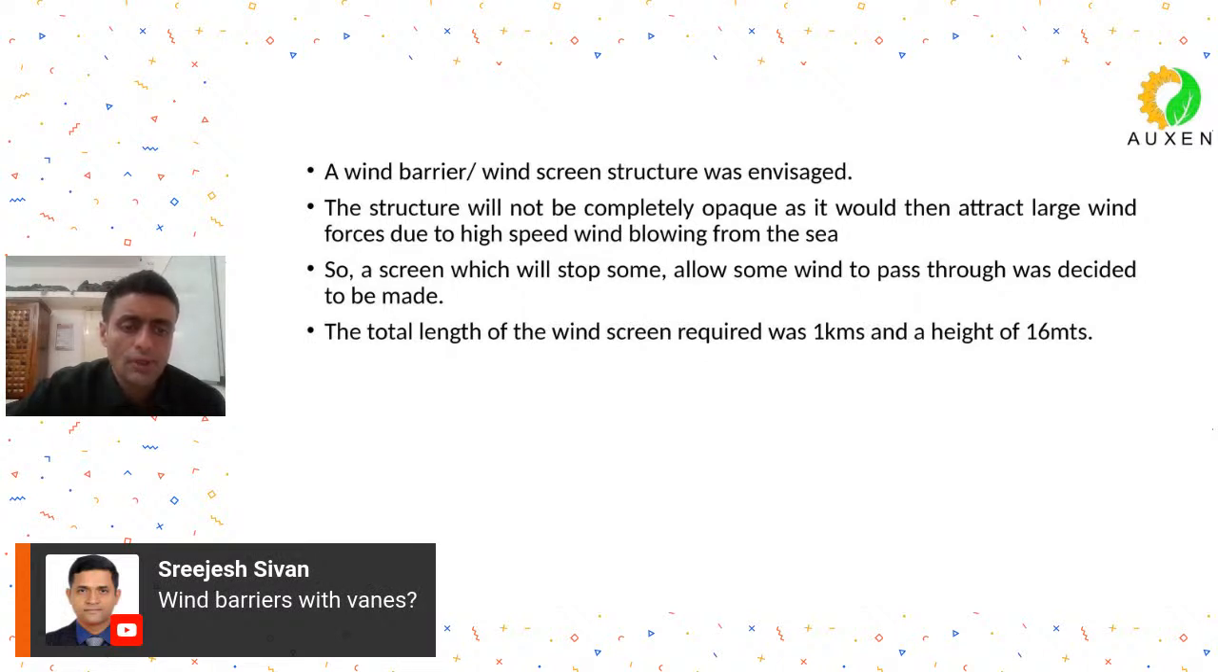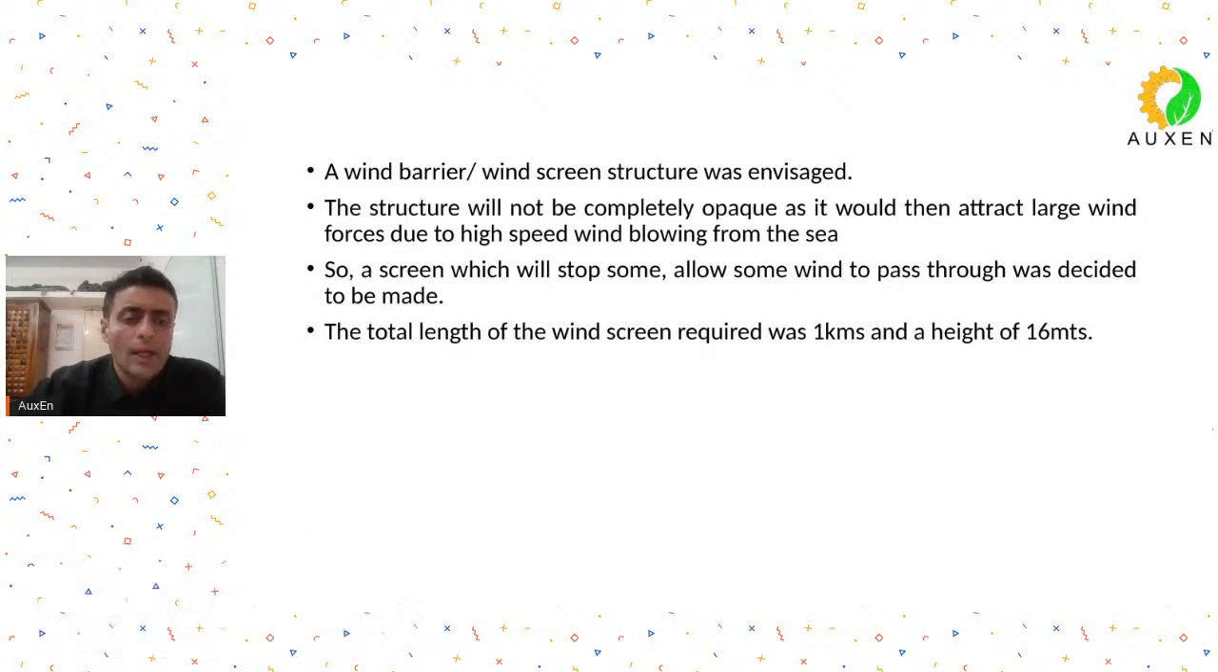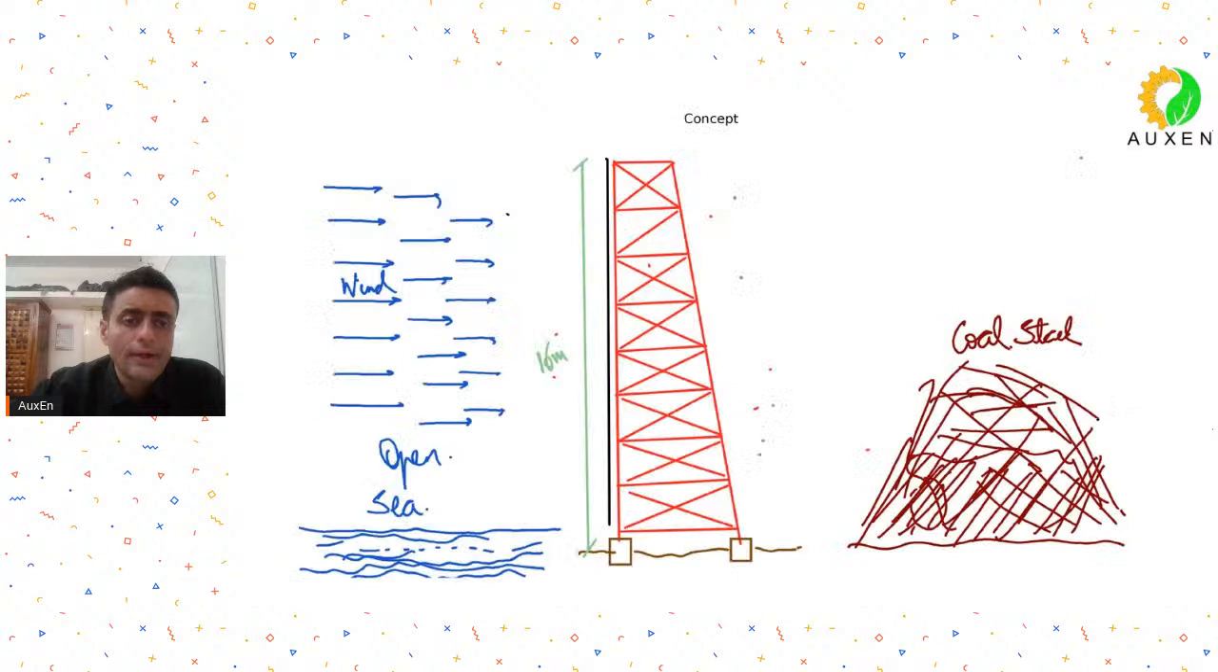Right. So we actually provided a similar methodology or similar concept in this case. The total length of the windscreen required was 1 kilometer, and the height required was 16 meters. Total length of windscreen which was required was 1 kilometer, and the height was 16 meters, that was required by the client. So this was the sort of concept that we proposed.